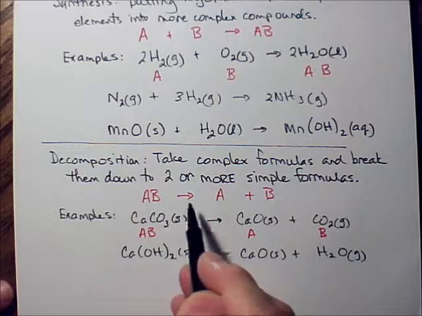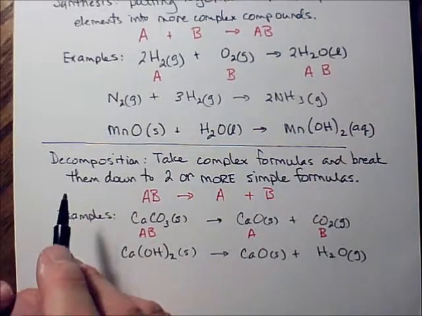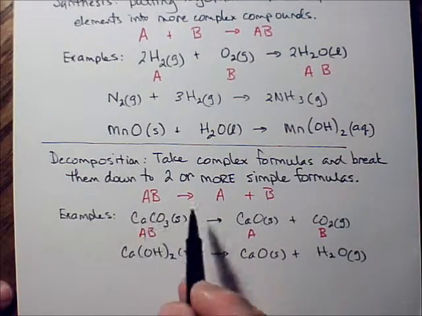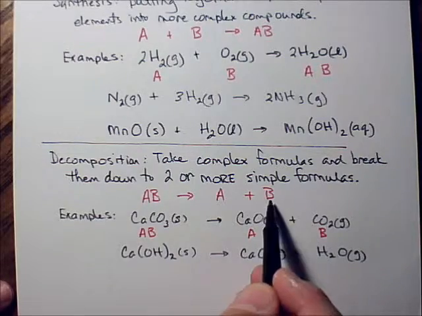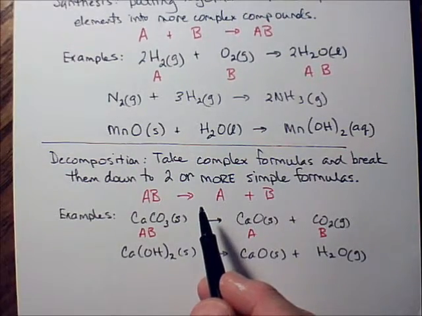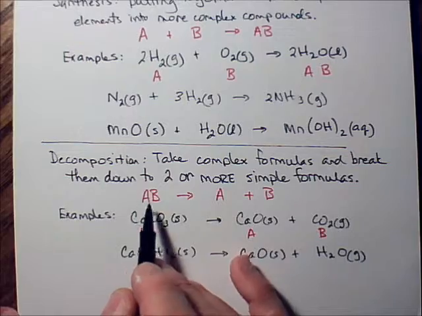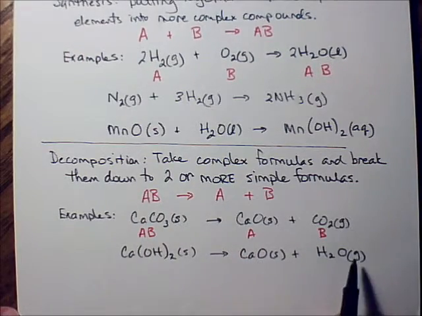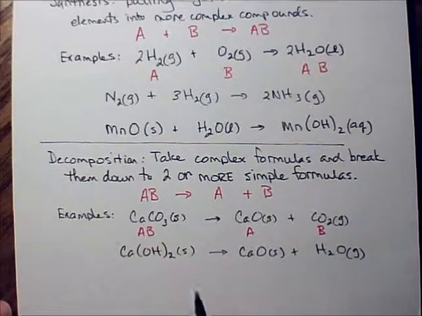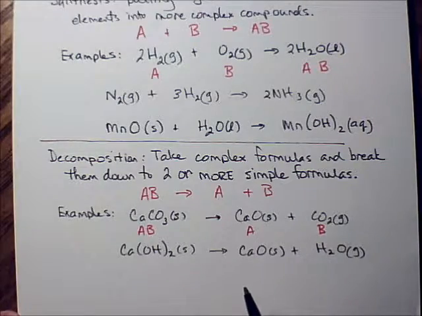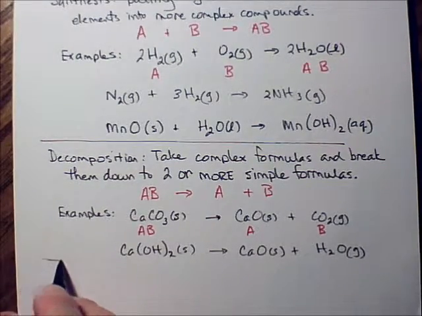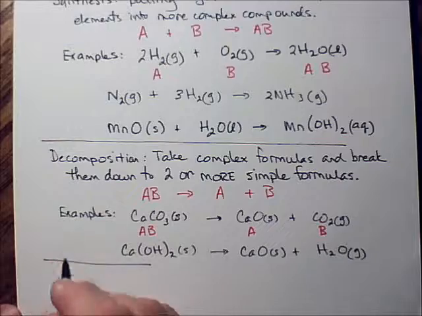When you see AB yields A plus B, don't confuse it that it has to be cleanly A separate from B. I mean, it's not going to split up necessarily cleanly. The main thing is we're taking a more complex form and breaking it down into simpler forms. Two or more simpler forms, okay? All right. Combustion we've seen before.